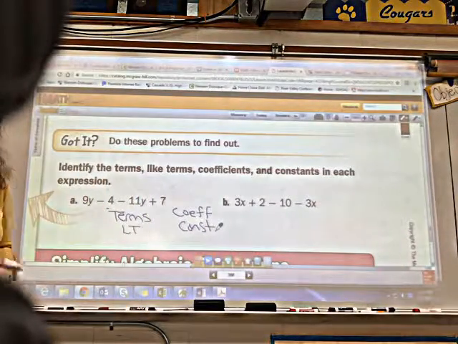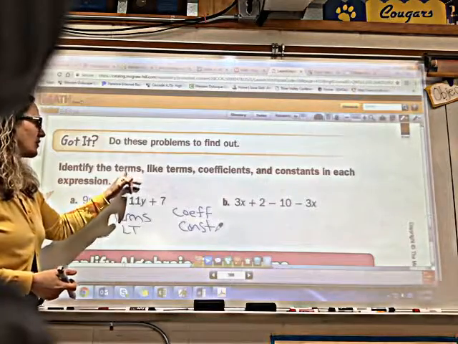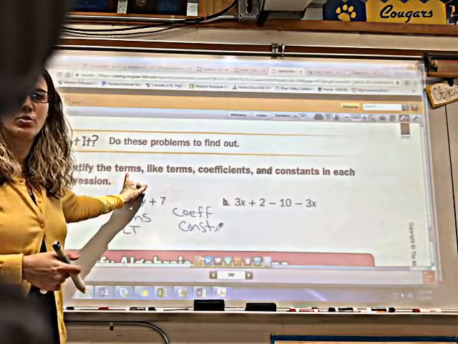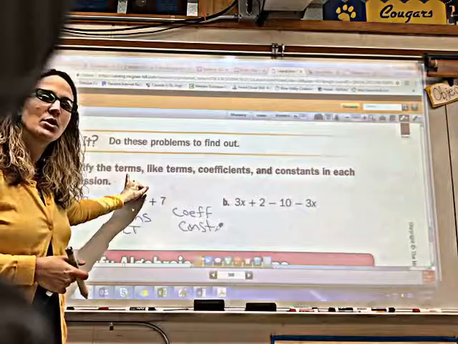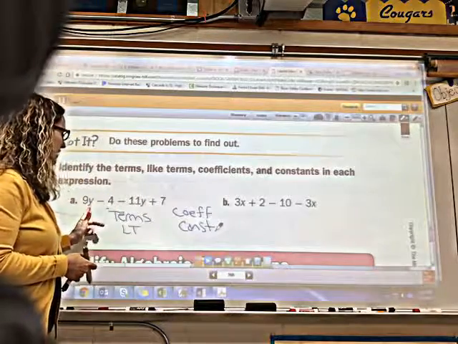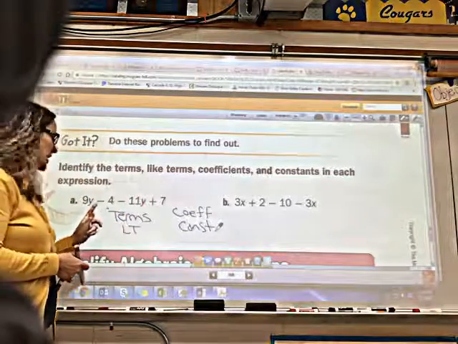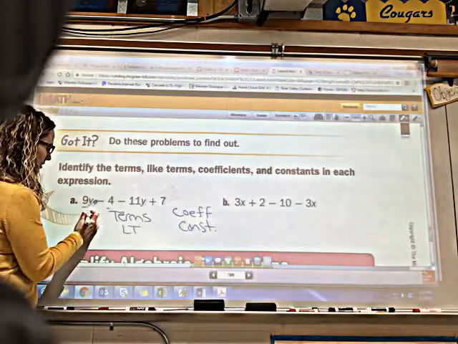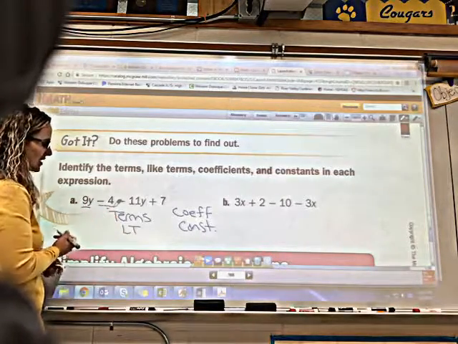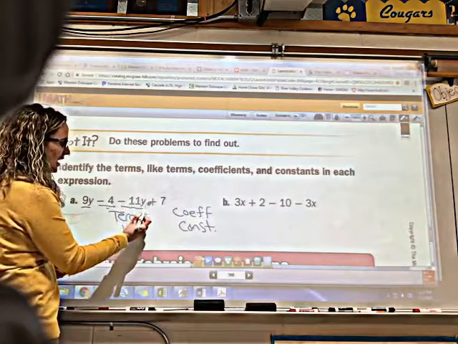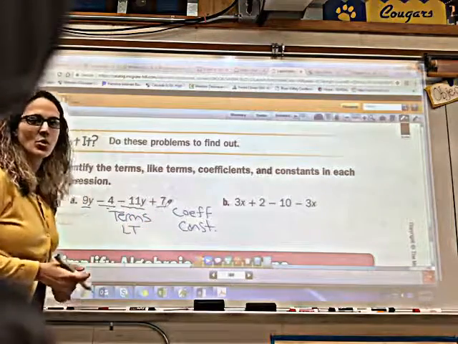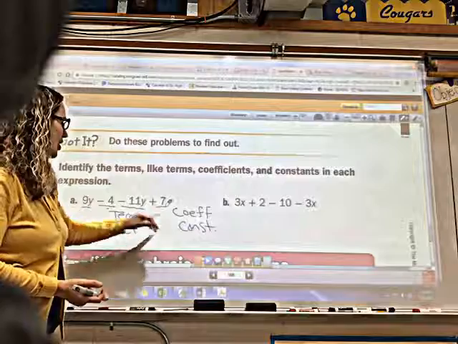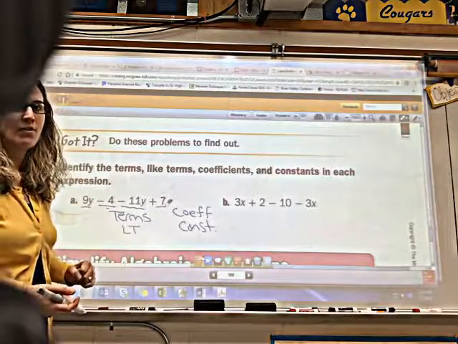All right, as we take a look at got it problem letter A, again, the first thing that we're going to be doing is looking at our terms and identifying our terms. When you take a look at this, you're going to notice that you have 4 pieces in this. I've got 9y, I have a negative 4. If it helps you to underline or circle what you have, that's fine. Next term would be a negative 11y, and then your last term is going to be 7. So those would be the 4 terms that you would have.